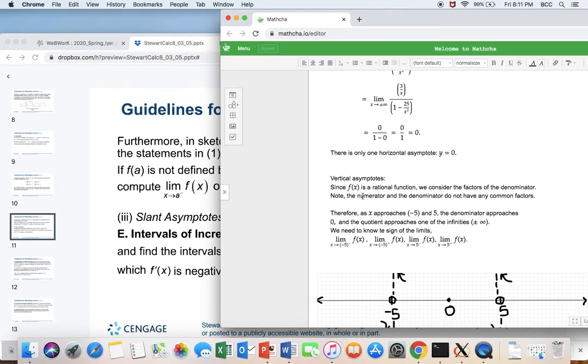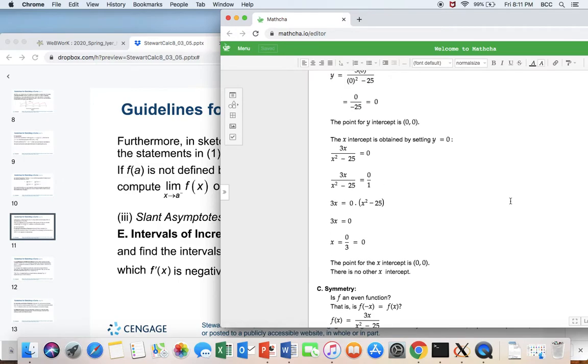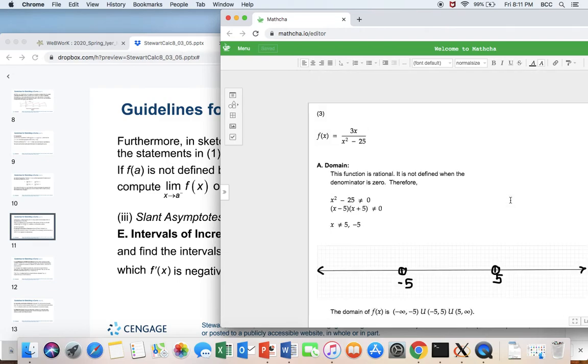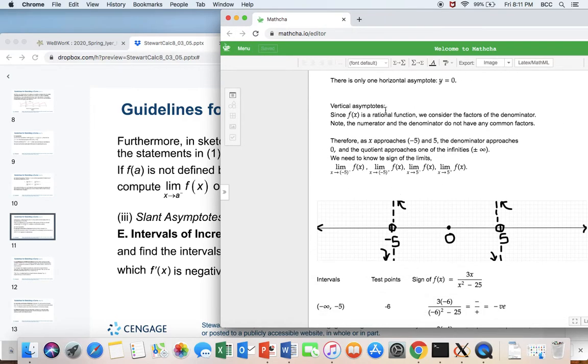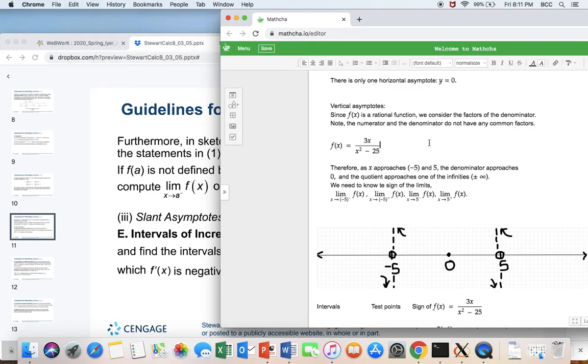What about vertical asymptotes? Since f(x) is a rational function, we have to consider the factors of the denominator. The numerator and denominator do not have common factors. So, what are the factors of the denominator? Okay, so this is my function. It looks like this: a fraction with 3x upstairs.